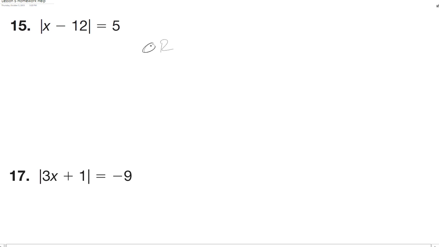That's a very thin pen. Let me see if I can make this ink thicker. Okay, that should be a little bit better.